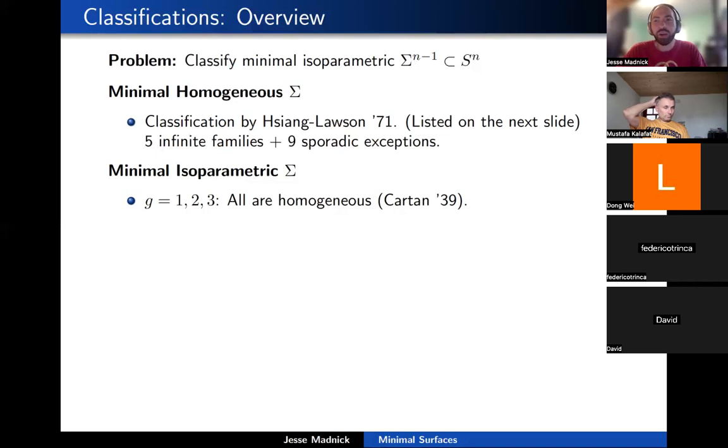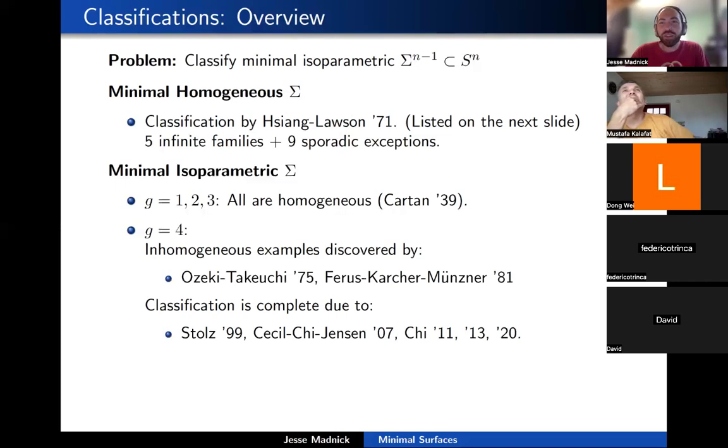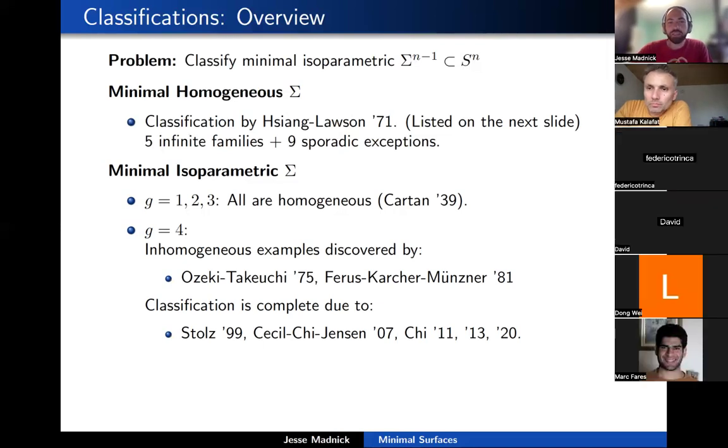So maybe you start thinking, well, for g equals 4 and 6, they must all be homogeneous as well. But no, when g is 4, there are in fact many, many inhomogeneous examples, which is kind of stunning. These were first discovered by Ozeki and Takeuchi, and then Ozeki and Takeuchi's examples were generalized by Ferus, Karcher, and Münzner. The inhomogeneous examples discovered by these people are now known as OT-FKM type, their initials, right? Ferus, Karcher, and Münzner's class included the Ozeki-Takeuchi class as a subcase.